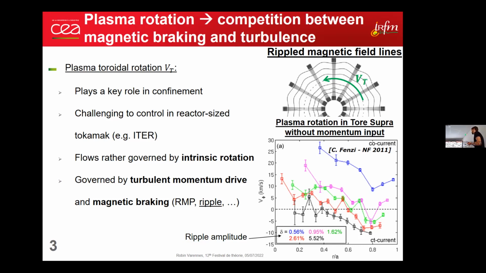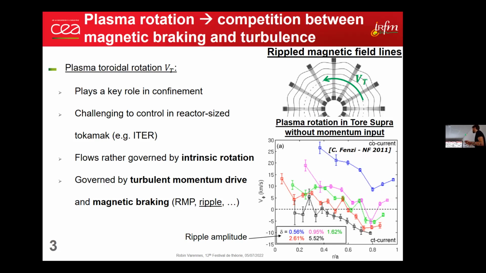So the flows will rather be governed by what we call intrinsic rotation, which means that the plasma will rotate in tokamaks even without any external momentum. The aim of this presentation is to understand the mechanism behind this intrinsic rotation. We will see that it is governed by two mechanisms. The first one is the turbulent momentum drive, and the other one is called magnetic braking, which comes from the effect of 3D magnetic perturbations.